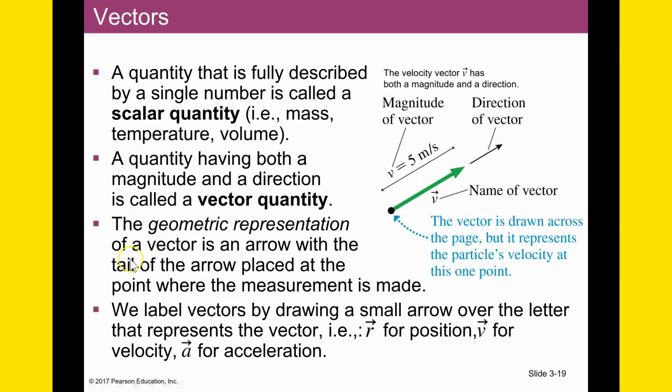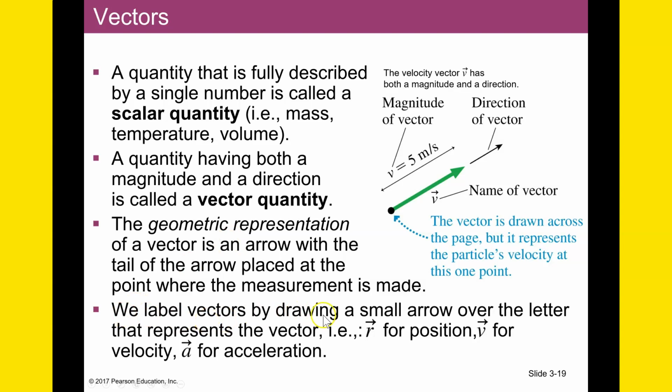The geometric representation of a vector is an arrow with a tail, that's this part, and a head. The tail of the arrow is placed at the point where the measurement is made. So if this is the car or the skateboard, and it's going 5 meters per second, you put the tail of the vector on that dot where the skateboard is, and you send the vector with its head at the other end to whatever direction it's going. And you try to make the length of that vector proportional to the number given here.